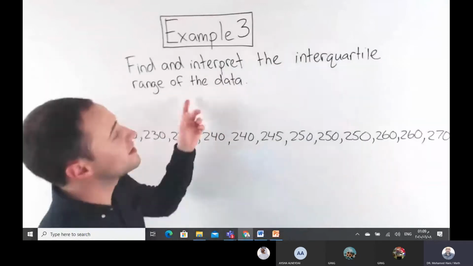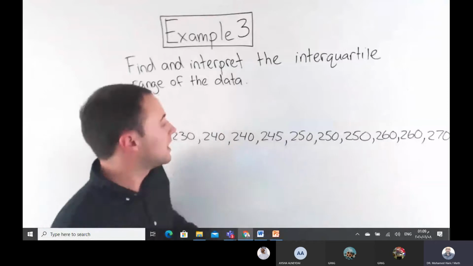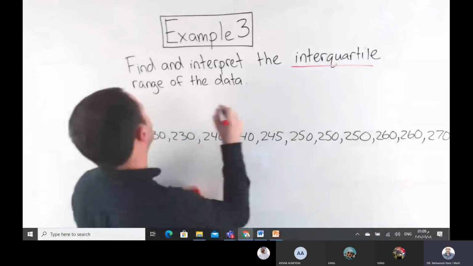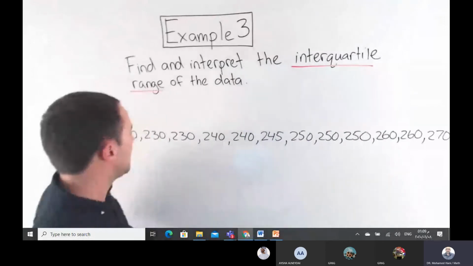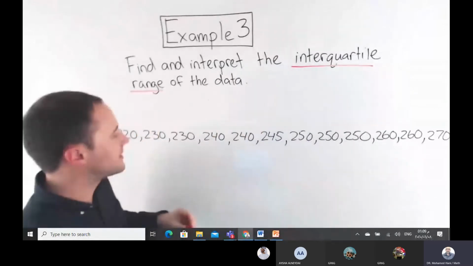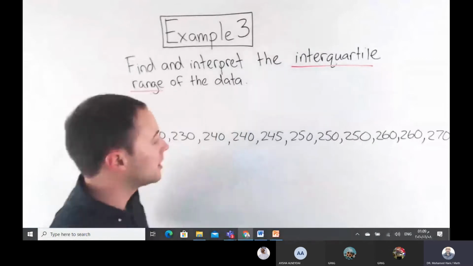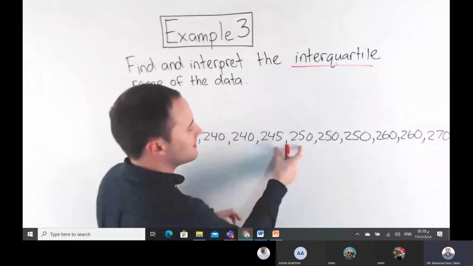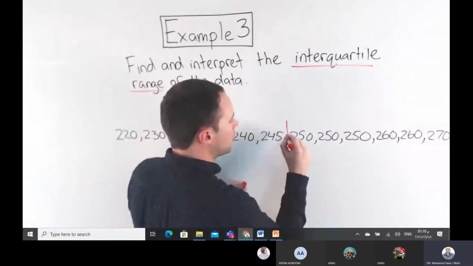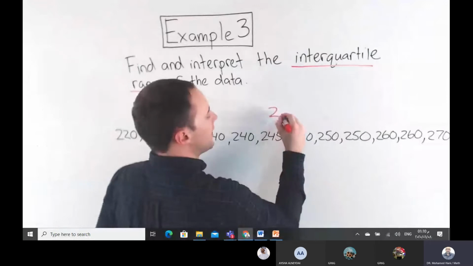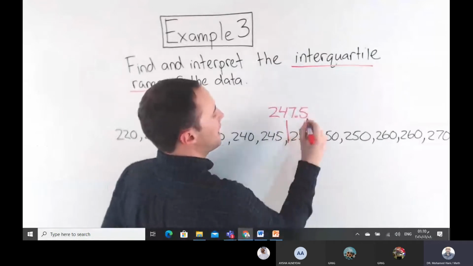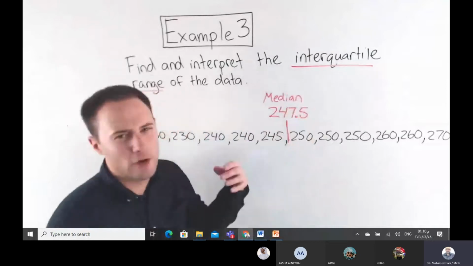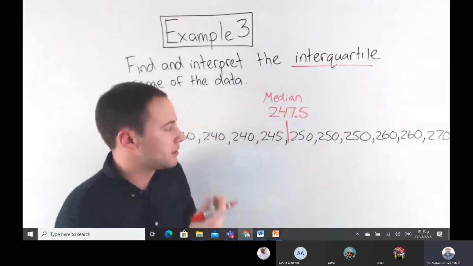All right, example number 3, find and interpret the interquartile range of the data. So we're doing the same thing as example 2. Remember, the first step when we're finding the interquartile range is to find the median. We've got 12 values, the top speeds of 12 different sports cars. So there are 2 in the middle, the 6th and 7th. Right in the middle of those 2 would be 247.5. That's going to be my median. And if you can't do that in your head, remember you can add them together and divide by 2.